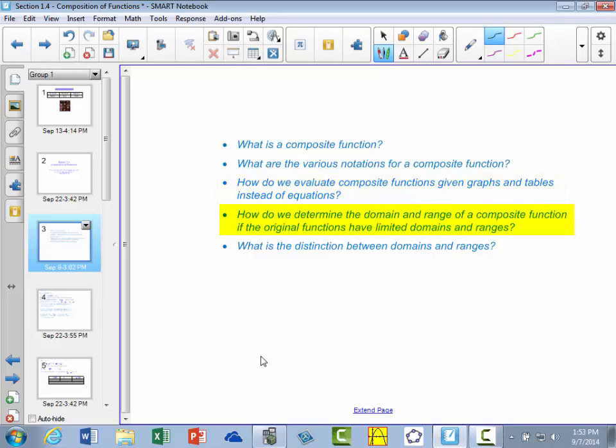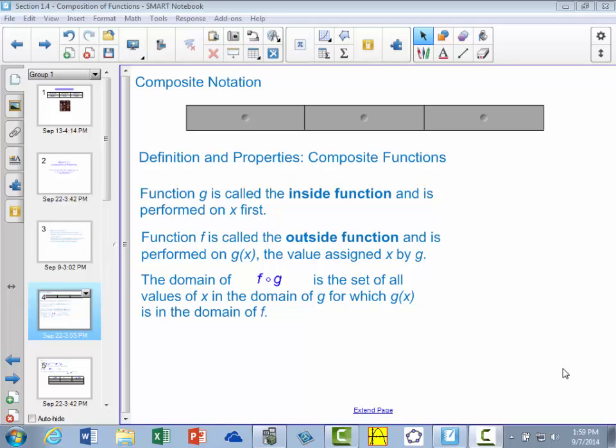How do we determine the domain and range of a composite function if the original functions have limited domains and ranges? What is the distinction between domains and ranges? So let's quickly review what a composite function is and the notation we use to denote a composite function.